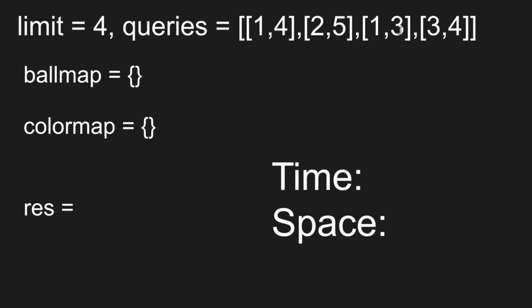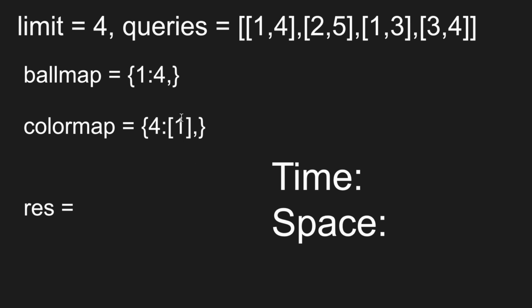We cannot just add the color 3 and leave the color 4 there, because we are going to add the number of distinct colors to the resulting array after each query. And we find the number of colors by finding the length of the color map. So if we don't delete the colors, then we will have the wrong number of distinct colors. So let's go over this example.